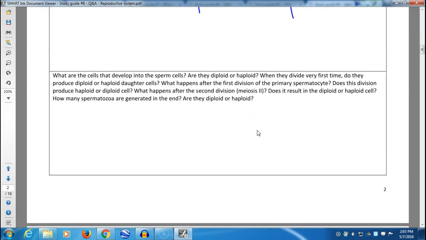Okay, sperm cell development. What I want you to know: start with a diploid cell. It goes into mitosis. One of those 2 diploid cells is a spermatocyte. It goes through 2 meiotic divisions and produces 4 haploid spermatozoa. Am I clear? Okay.